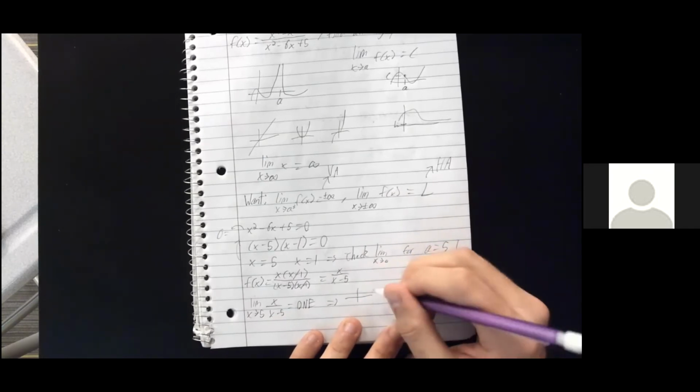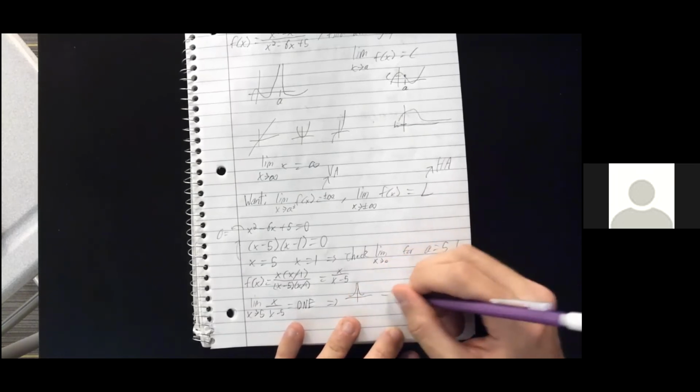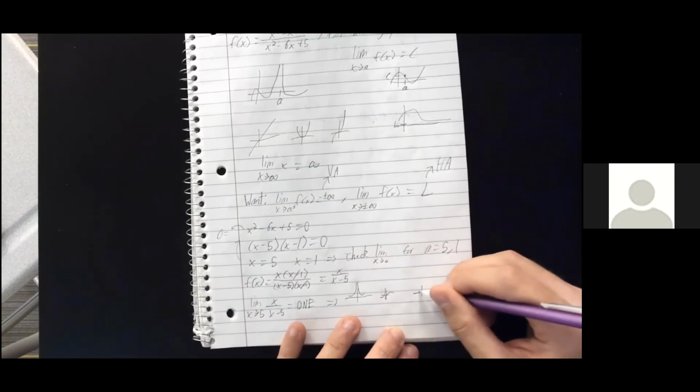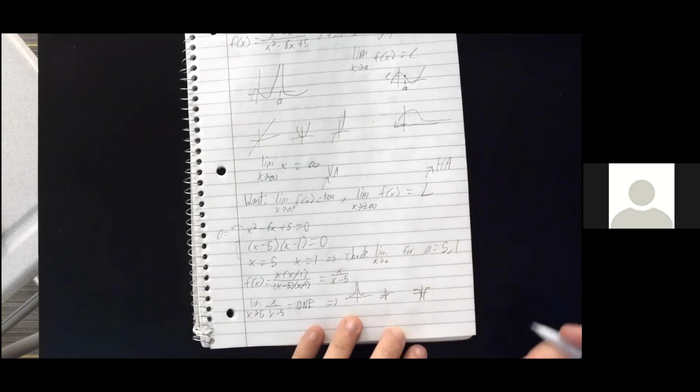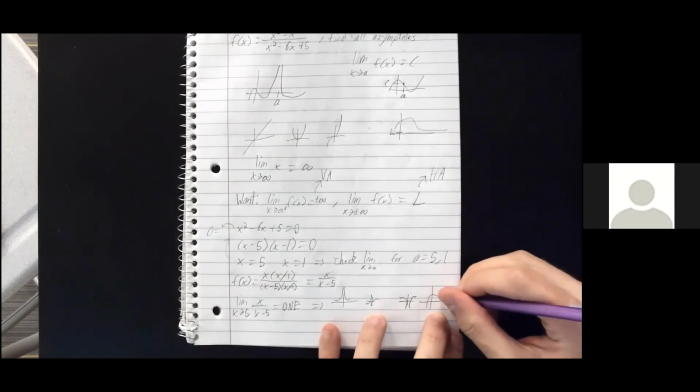That means that it's not going to the same place. So it's going like this, or it's going like this, or it's going like this, right? So it's not ending up at the same place. And so what that means is that rather than having a removable discontinuity, yeah.